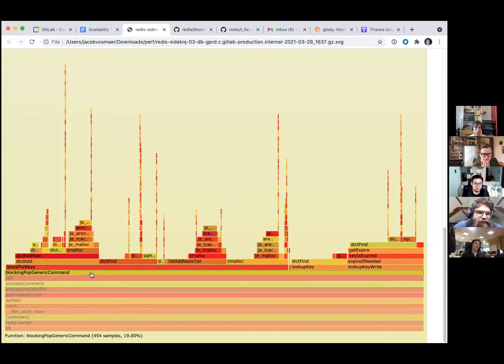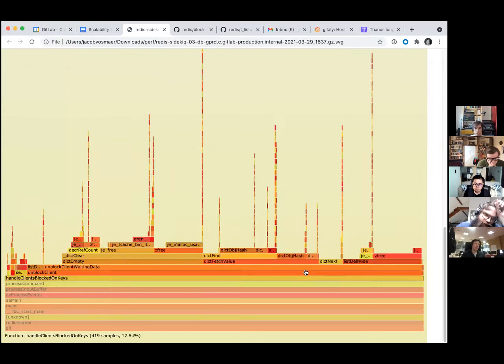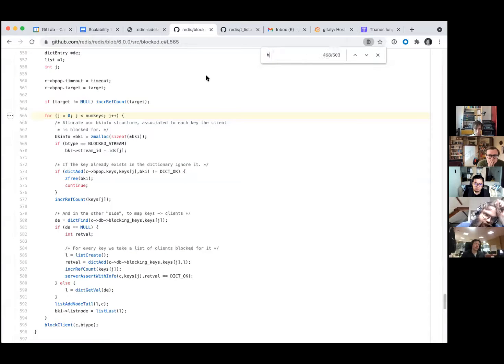So this whole chunk is proportional to the number of keys, where keys are queues. So if we go from having 360 queues on the catch-all that this loop is going through to 1, then this thing should shrink. And the same argument goes for handle clients blocked on keys, because that one is also in here.